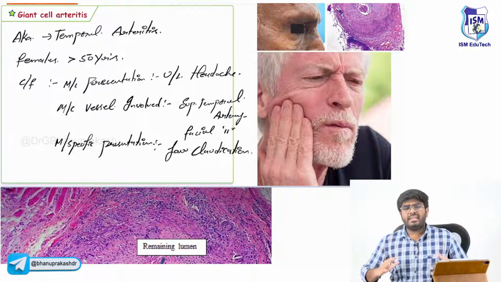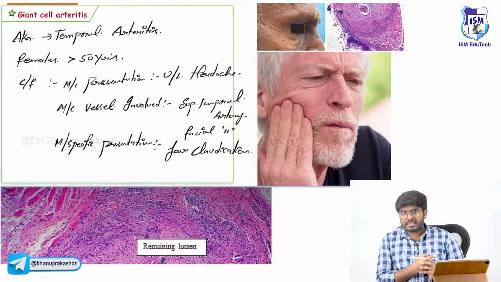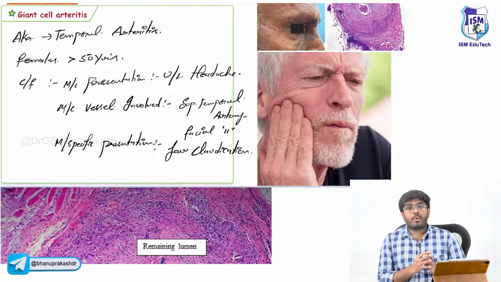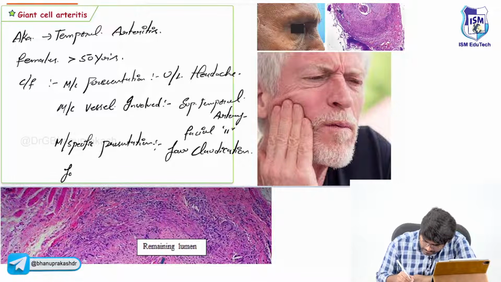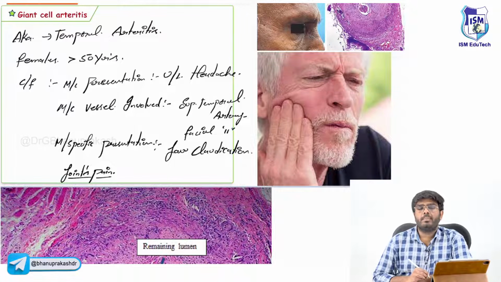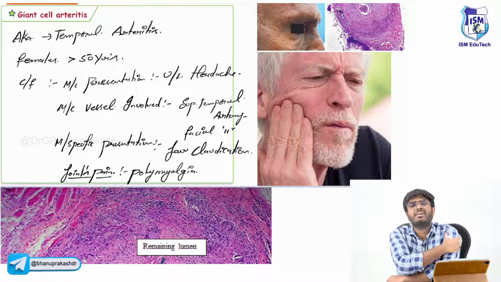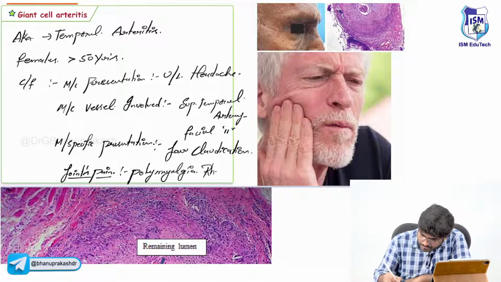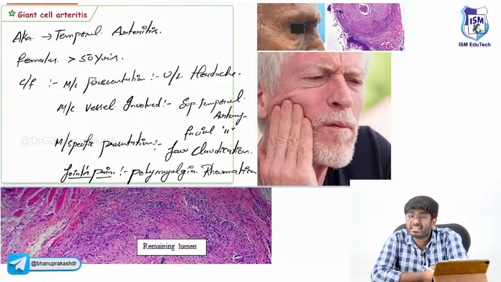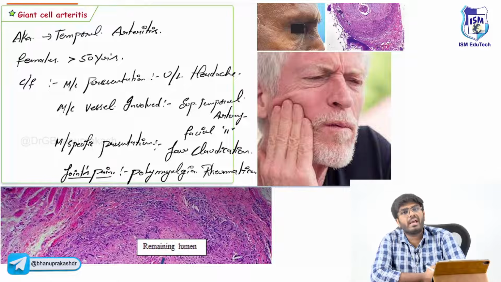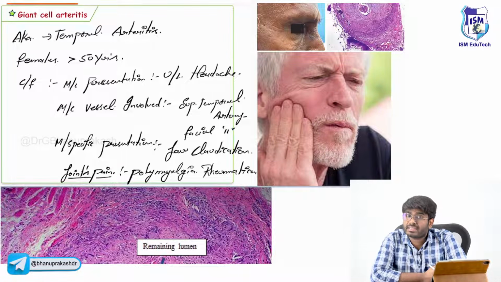Okay. So any other problems seen in this temporal arteritis? Usually these patients will also have problems with the joints. So joint pains. Multiple joints are going to be painful. This condition is called polymyalgia rheumatica. Joints and even muscle pains will be there, arthritis will be there, muscle cramps are going to be there. This polymyalgia rheumatica is associated with giant cell arteritis or temporal arteritis.